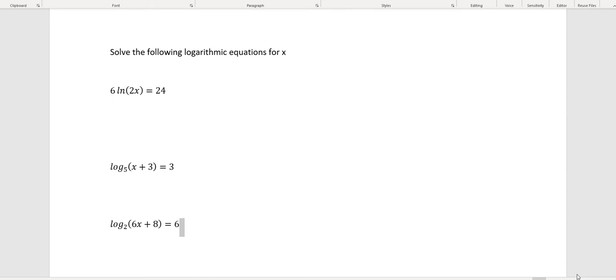I'm making this video here to help teach you how to solve logarithmic equations. So, we're just going to go through a bunch of examples here, starting with this first one.